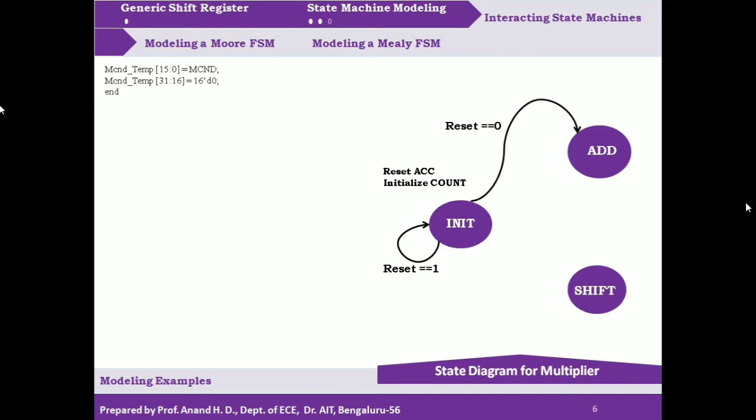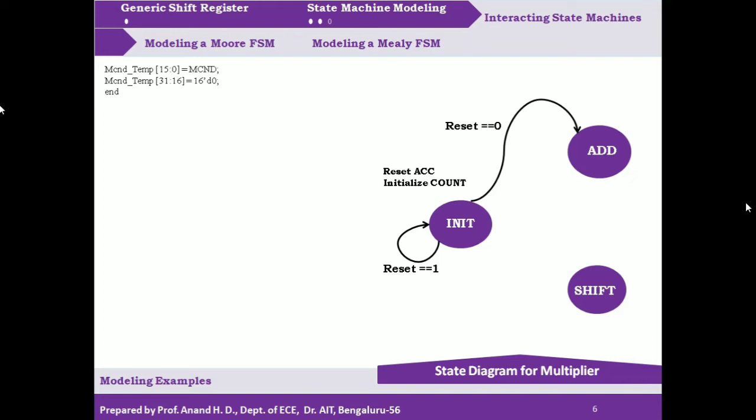Next, there is a temporary variable MCND_temp, that is the temporary multiplicand. It is 32 bits wide. Out of those 32 bits, the first 16 bits, that is the LSB bits 0 to 15, will be equal to our multiplicand. We know that we are performing multiplication between multiplier and multiplicand, both of which are 16 bits each. So the first 16 bits of the temporary multiplicand, which is of 32-bit size, will be equal to our multiplicand, and the remaining 16 bits, from bit positions 16 to 31, will be equal to 0.